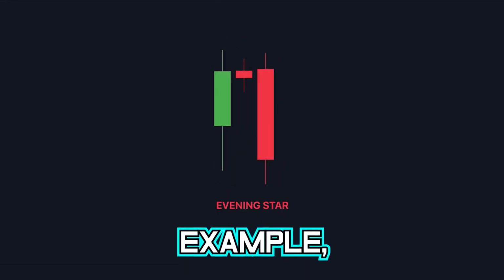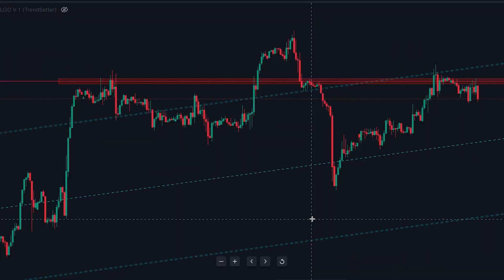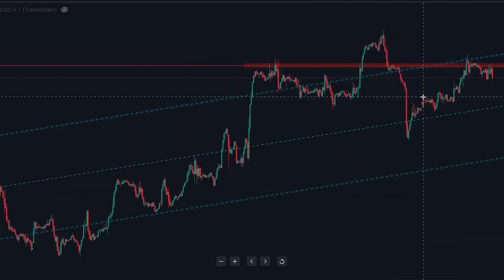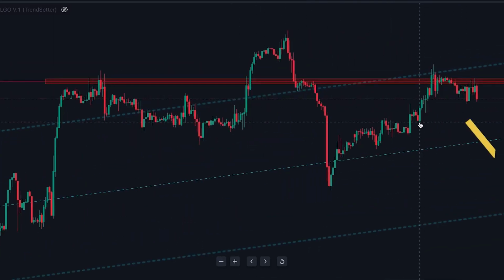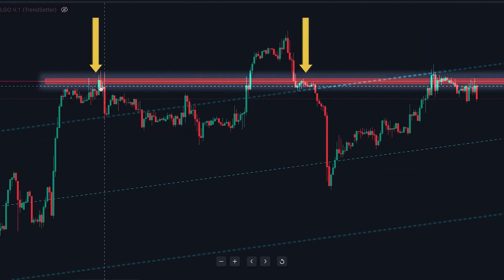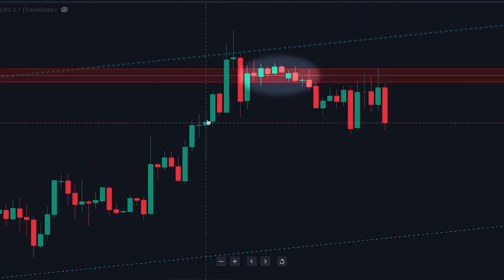Let's look at a bearish example, which is the Evening Star. As you might have imagined, this pattern is just the opposite. Here we have price in the upper half of the channel, so if we are trading a mean reversion strategy, we would want to see signs that price will reverse. In addition to being in the upper half of the channel, we notice this resistance level, where price has rejected several times. Now as price returns to that level, we can see that the candles start to get smaller.